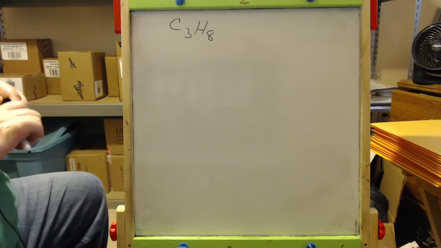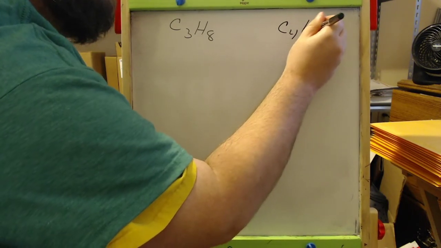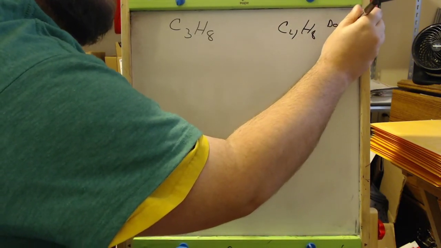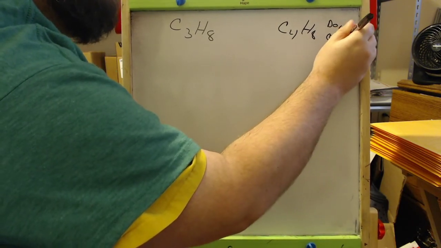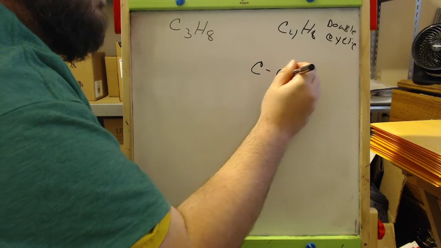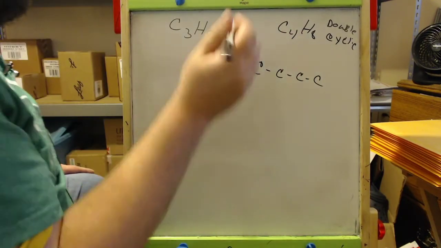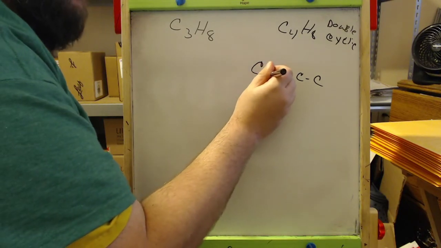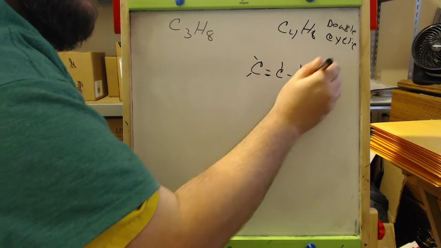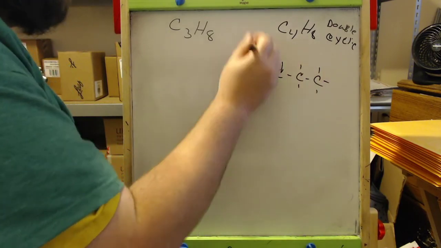For instance, let's do C4H8. We know it's short. There should be a double bond, or it should be cyclic, because it should be C4H10. All right, we start with 4 carbons, 1, 2, 3, 4, and then we put in a double bond. I could put one here. 1, 2, 3, 4, 5, 6, 7, 8.